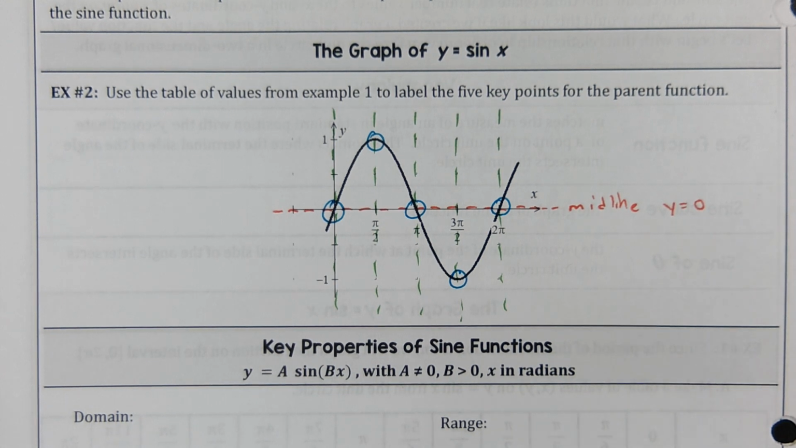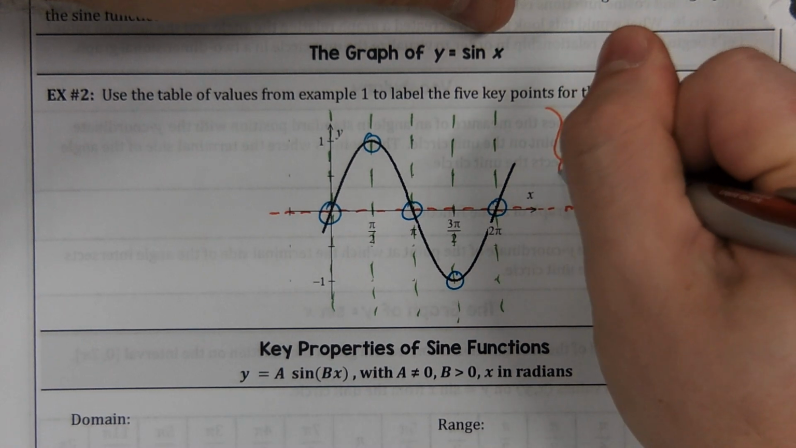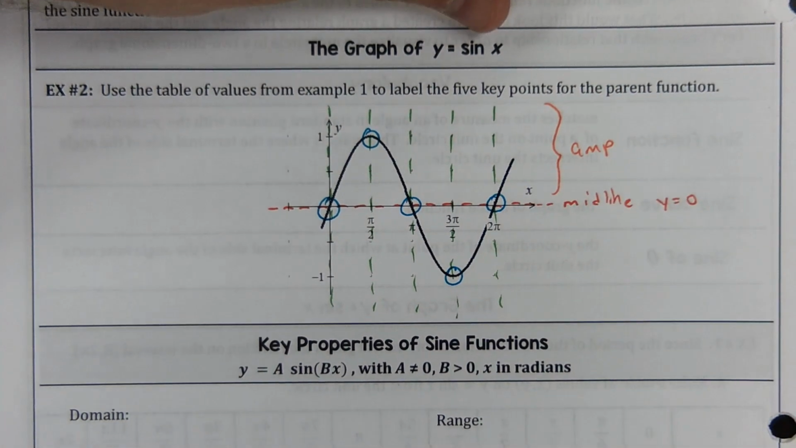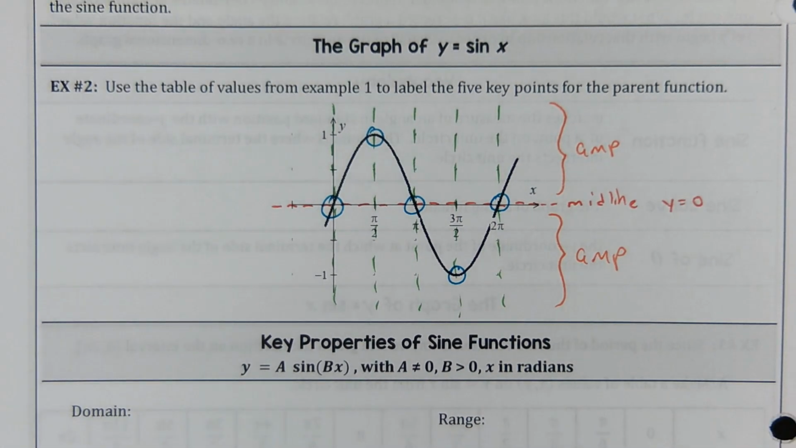Other things that we've talked about are amplitude and period length. The amplitude is how far up and how far down a graph can go from its midline. Because it's how far up and how far down, the amplitude is always going to be a positive number. So we always do absolute value of whatever number sits in the front. So from here to here is your amplitude. And from here to here is also the amplitude.